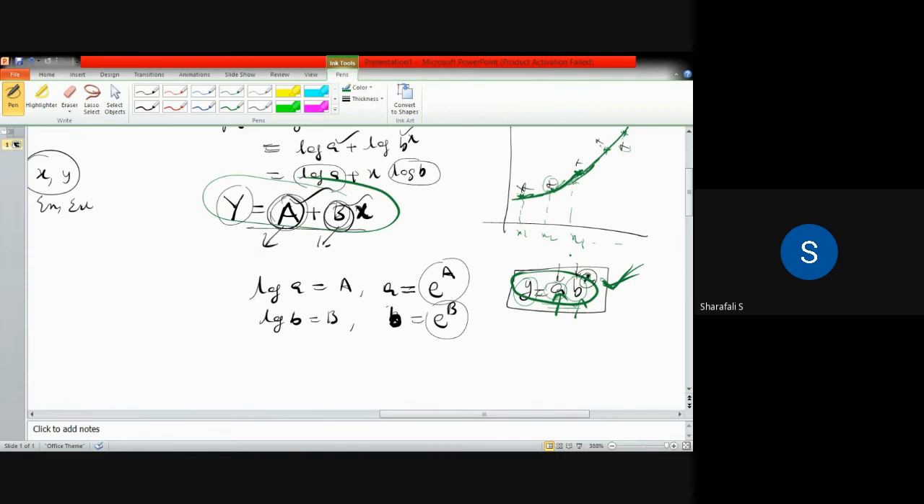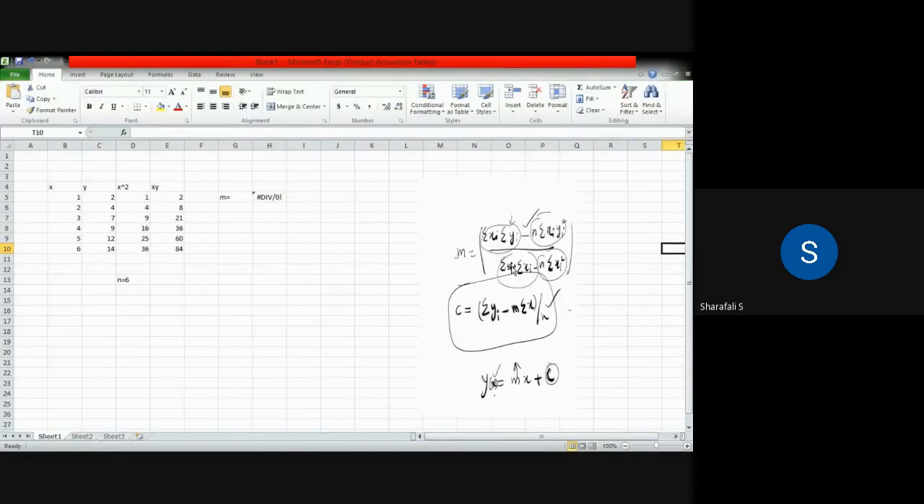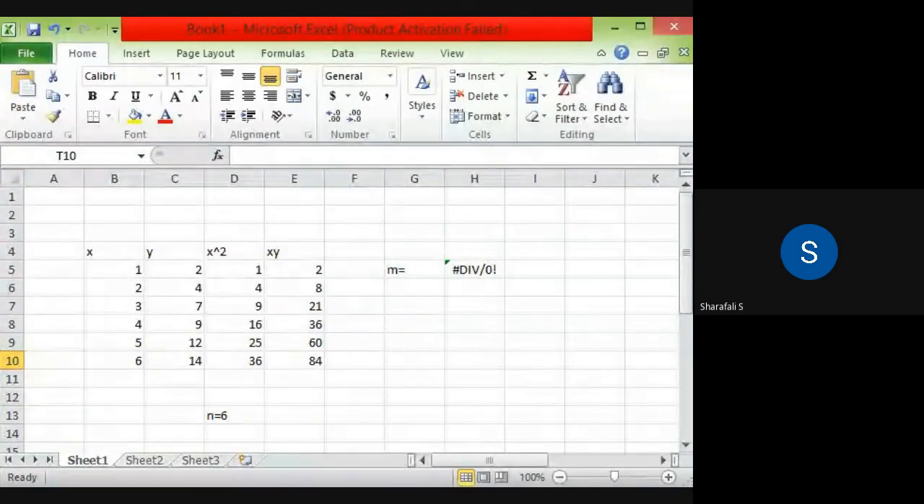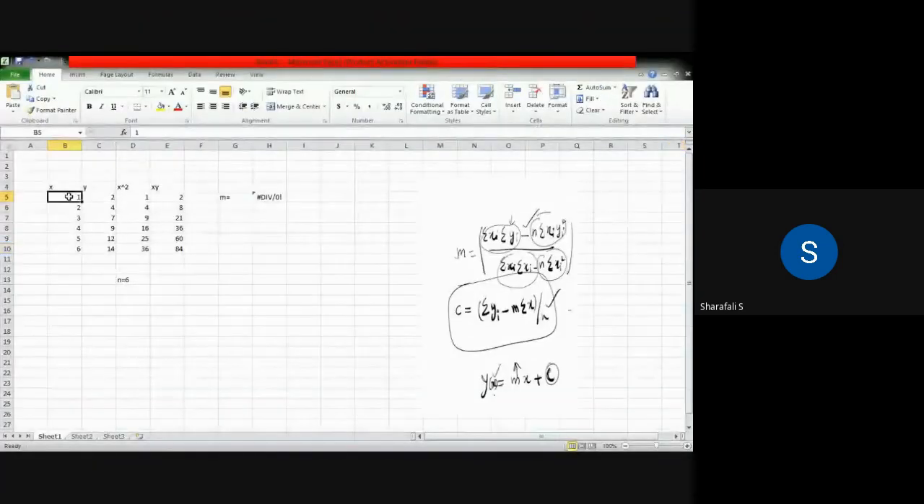So that's all about the least square fitting method with the straight line and exponential curve, and we'll discuss the program for this also. Now we will discuss an example. Here we have this data set, as you can see in this Excel sheet. These are the x values.